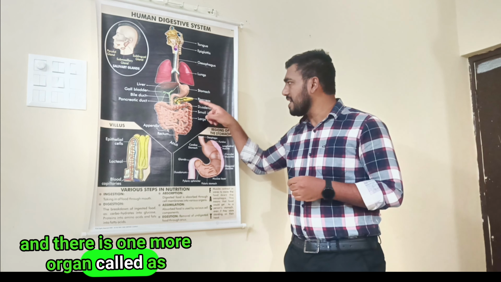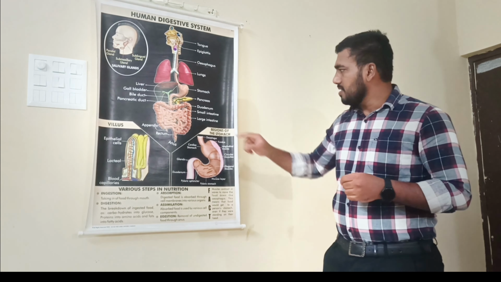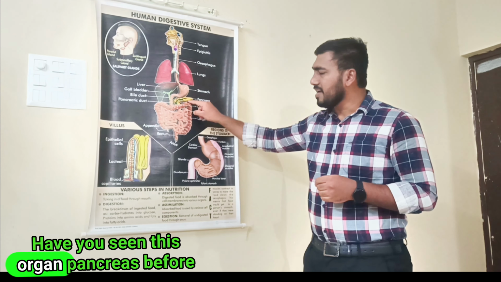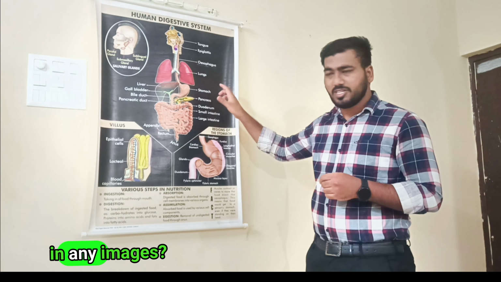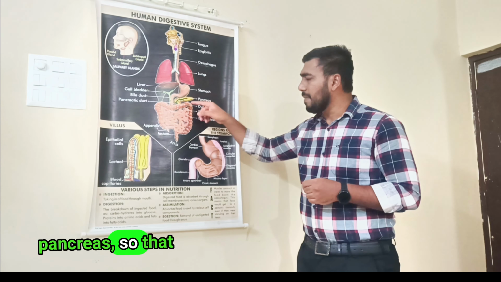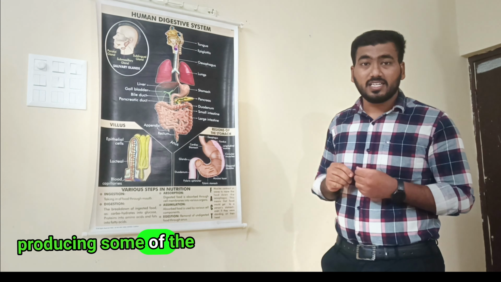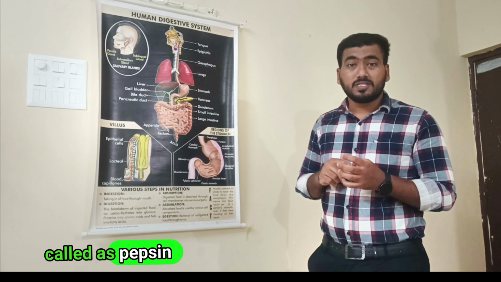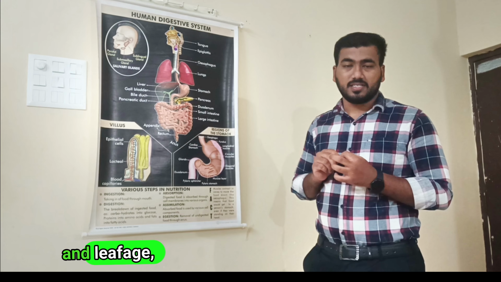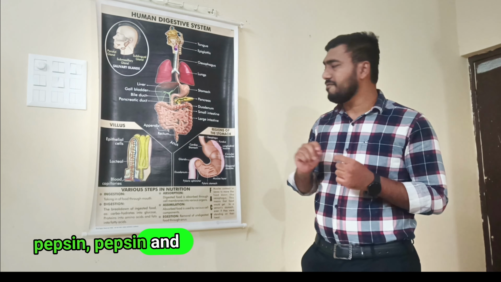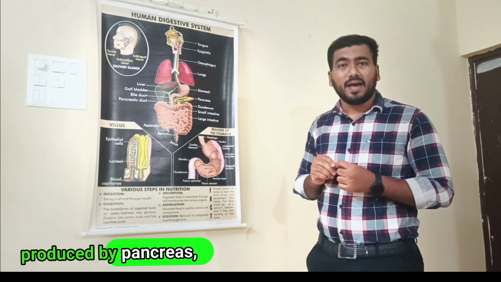And there is one more organ called the pancreas. Have you seen this organ, the pancreas, before in any images? See, the pancreas. The pancreas also produces some digestive enzymes. Pepsin, trypsin and lipase enzymes are produced by the pancreas.